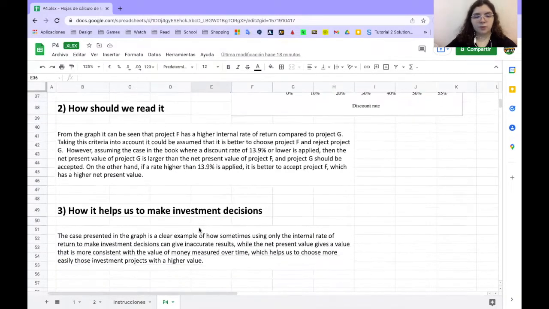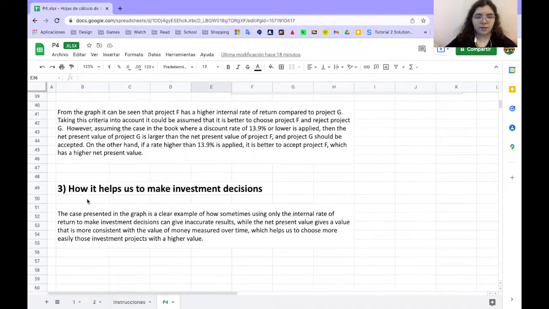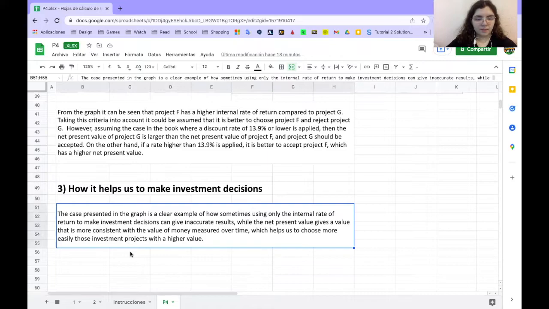Next, we are going to answer the point 3, that it says how this exercise helps us to make investment decisions. And well, the answer of our team is: the case presented in the graph is a clear example of how sometimes using only the internal rate of return to make investment decisions can give inaccurate results, while the net present value gives a value that is more consistent with the value of money measured over time, which helps us to choose more easily those investment projects with a higher value.